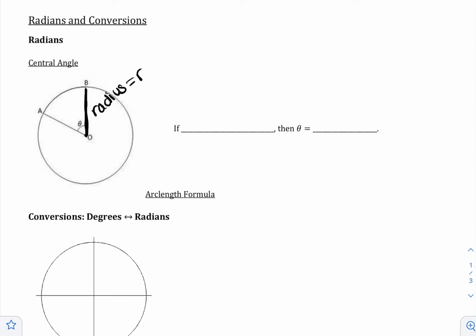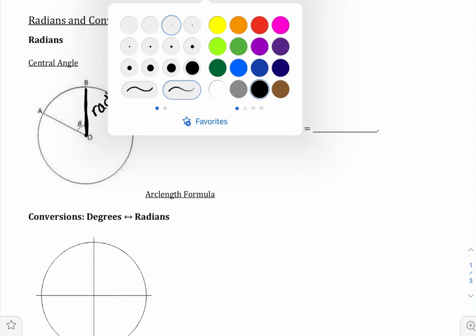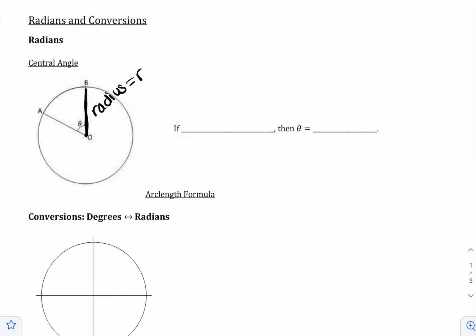Now, the angle, which in this case is theta, subtends an arc length. And the arc length is the outside part of the circle that it encompasses. So it's part of the circumference. So this little purple part here is called the arc length. So the bigger the angle, the bigger the arc length. The smaller the angle, the smaller the arc length. And we denote this by the letter S. Don't ask me why it's not A, it's S.